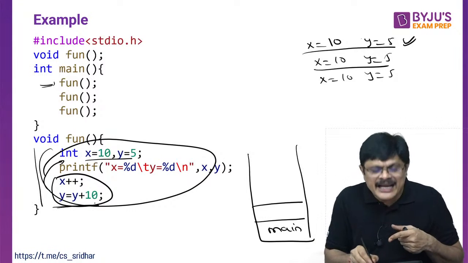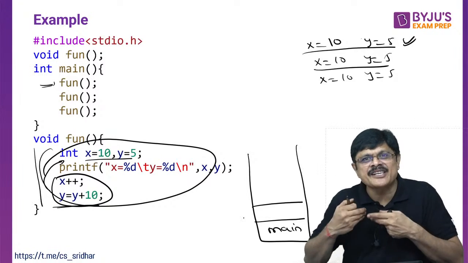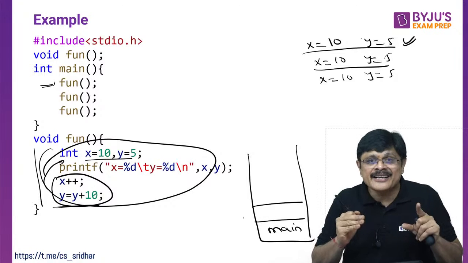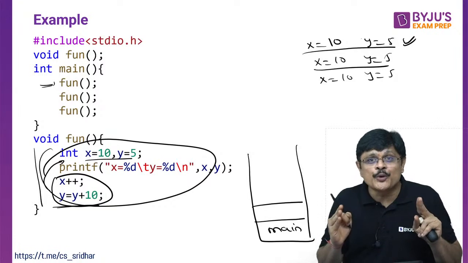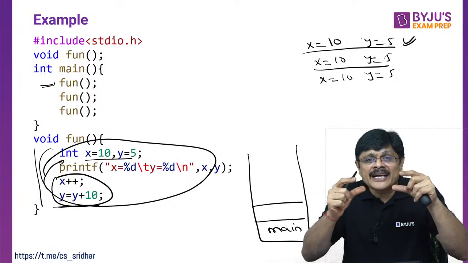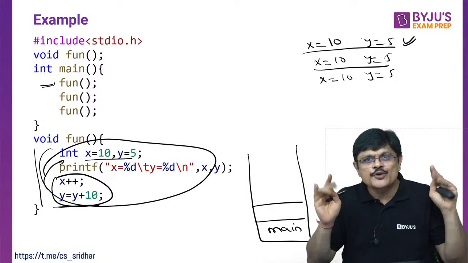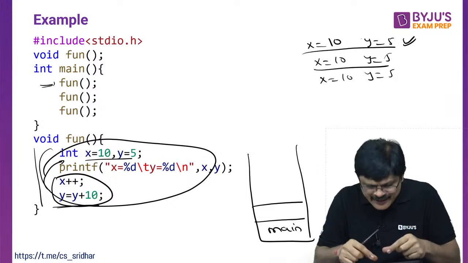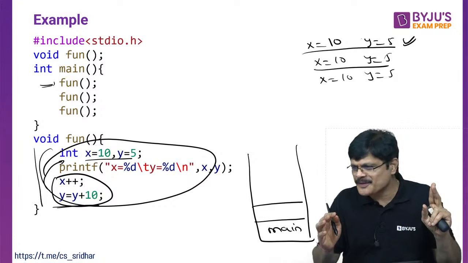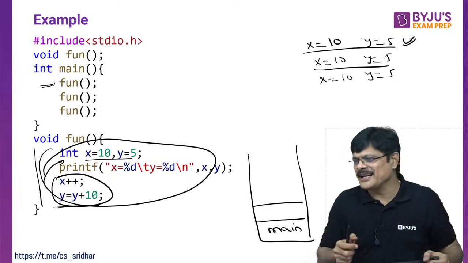Now once you reach the end of the function, this activation record is removed, and the data, that is the memory allocated for the variables, is also deallocated. So x and y memory, whatever you created for this particular function, that is gone. Hope you understand like this.